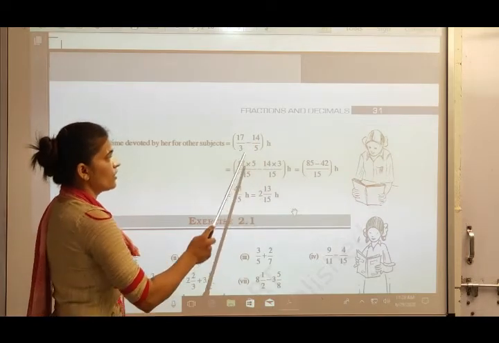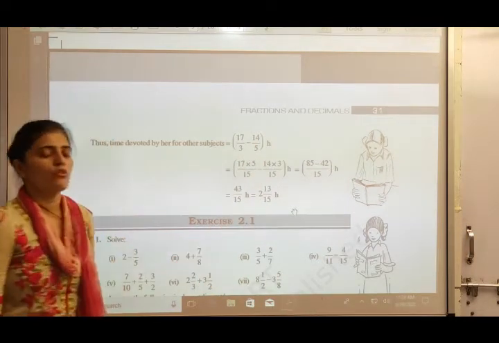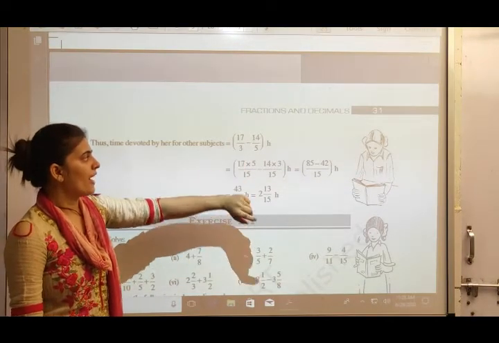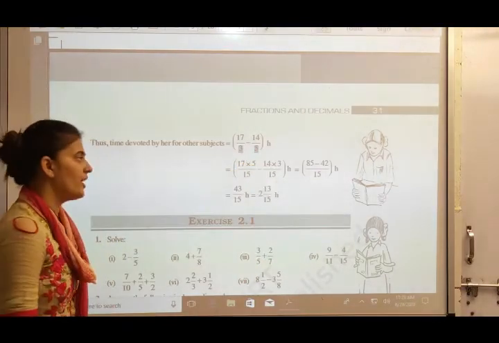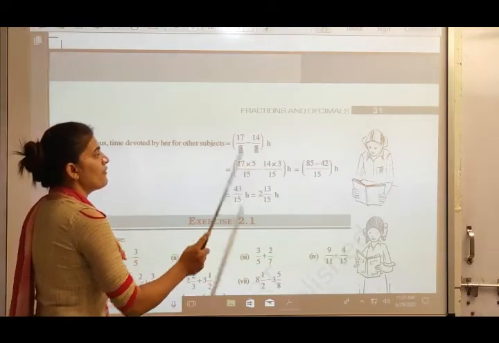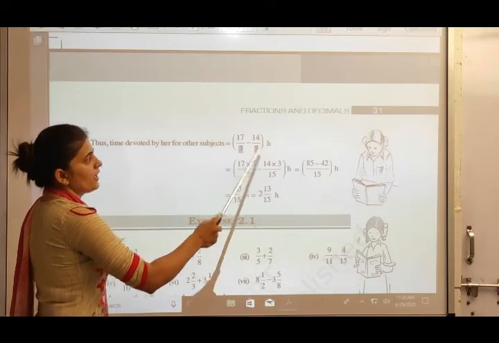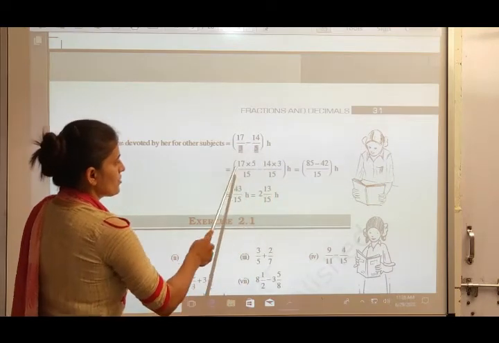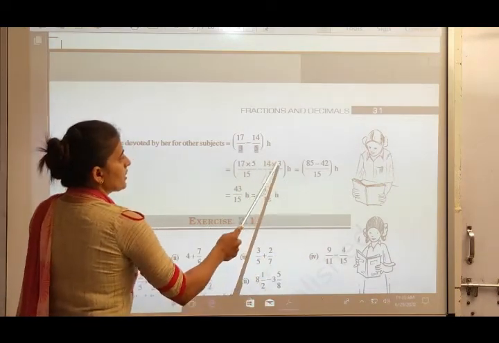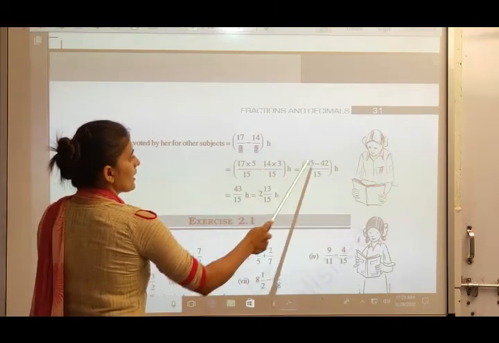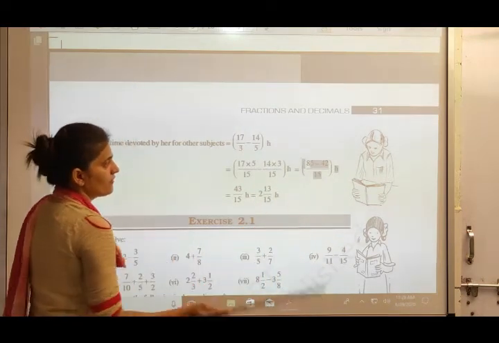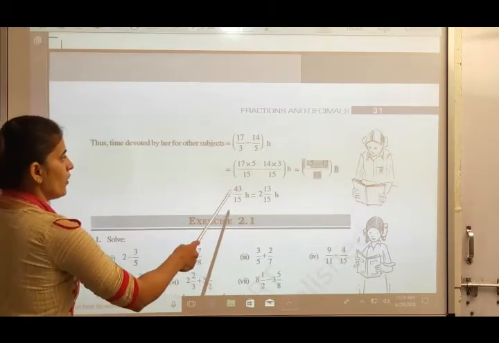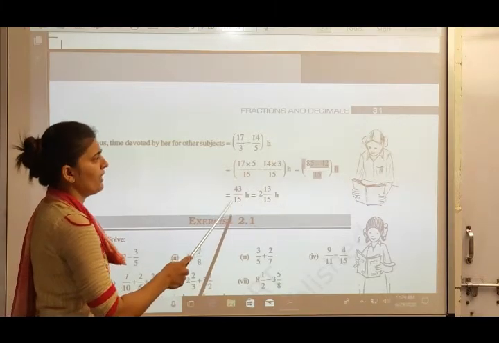So it will be equal to, here again you can see 3 and 5. What will be the LCM of 3 and 5? It will be 15. So this you have to multiply by 5 and this you have to multiply by 3. 17 we will multiply by 5 and 3 5s are 15. Here 14 we have to multiply by 3, and 5 3s are 15. So 17 5s are 85, 14 3s are 42, the negative sign stays as it is, divided by 15. So 85 minus 42 will be 43 divided by 15.